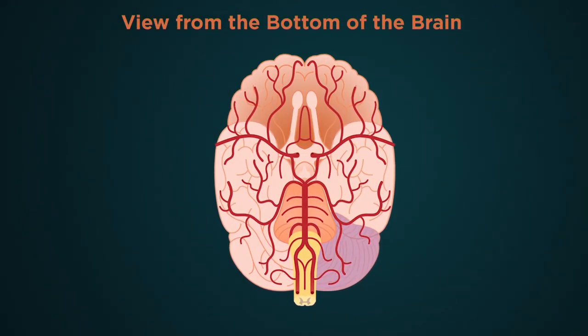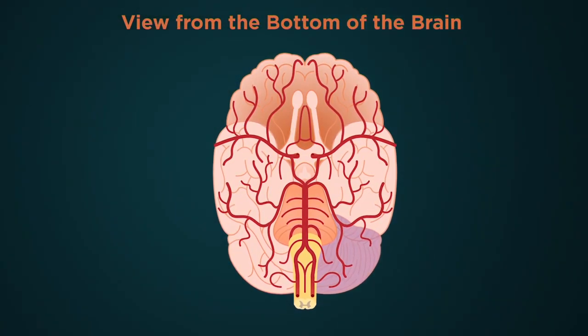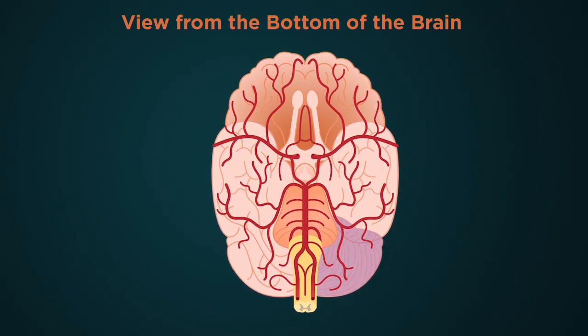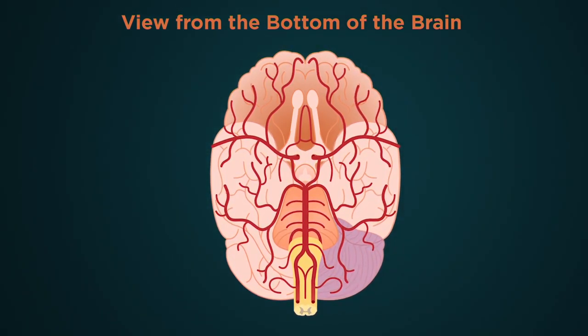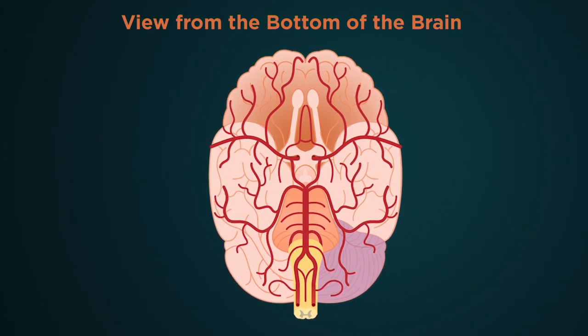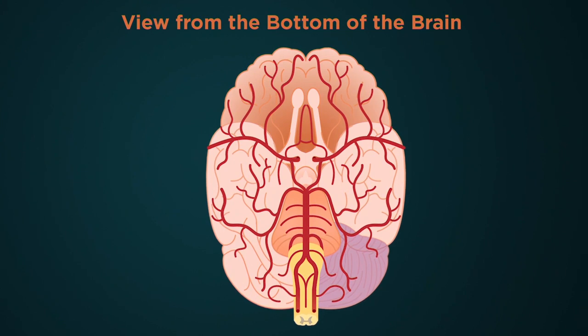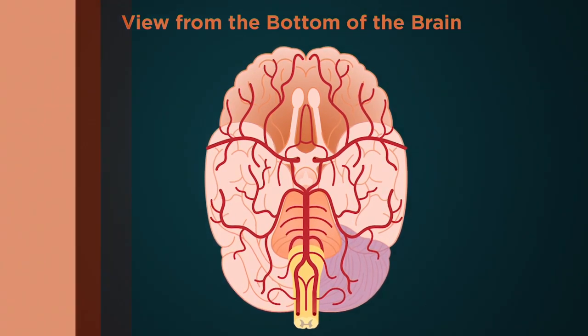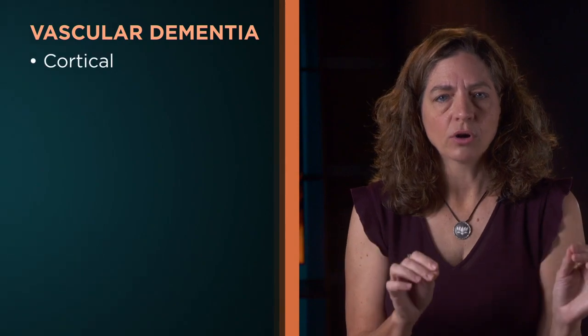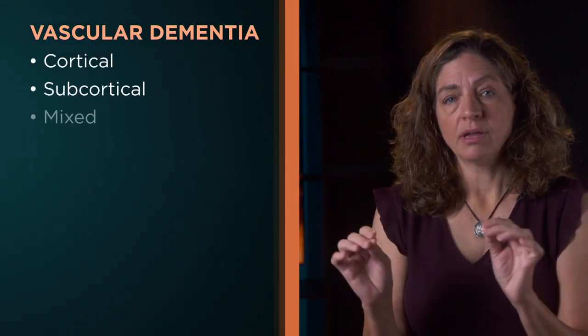As you know from our lectures on stroke, we have large and small arteries and vessels in the brain that supply oxygen and nutrients to both cortical and subcortical brain regions. Vascular dementia looks different depending on which area of the brain is directly affected. For the purposes of this lecture, I'm going to divide vascular dementia into three categories: cortical, subcortical, and mixed.